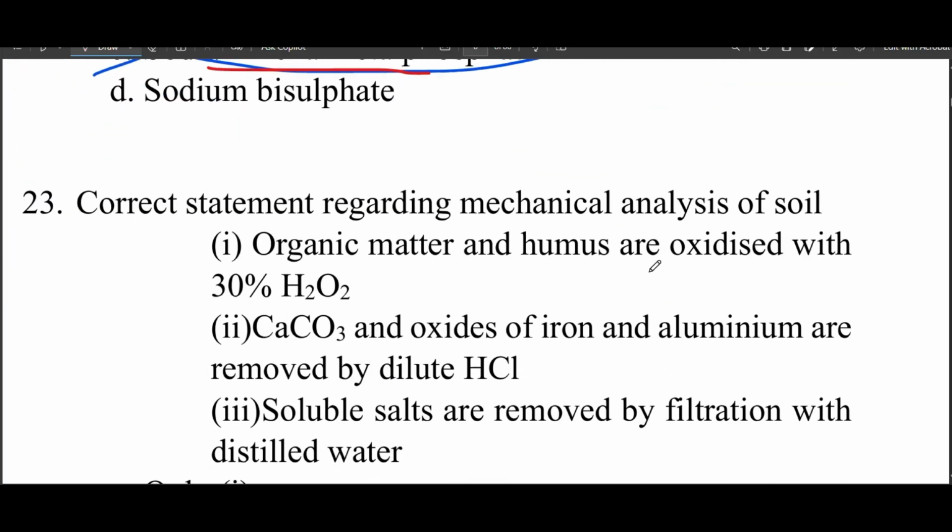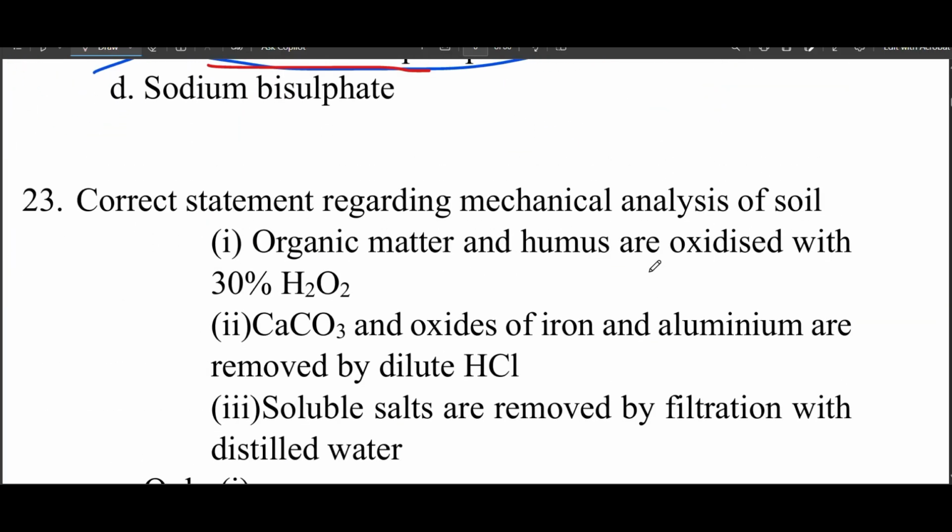The next is another sentence type question. We have to find the correct statement. So let's look at the sentences. Organic matter and humus are oxidized with 30% H2O2, hydrogen peroxide. Next sentence: calcium carbonate and oxides of iron and aluminium are removed by dilute HCl. Next sentence: soluble salts are removed by filtration with distilled water. So which of these are the correct statements?